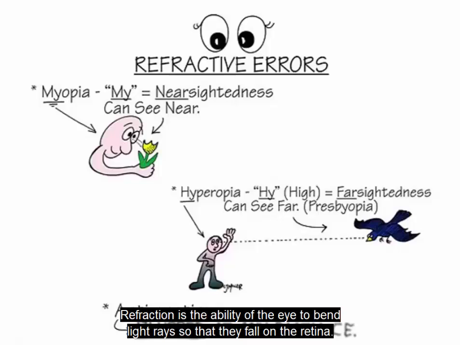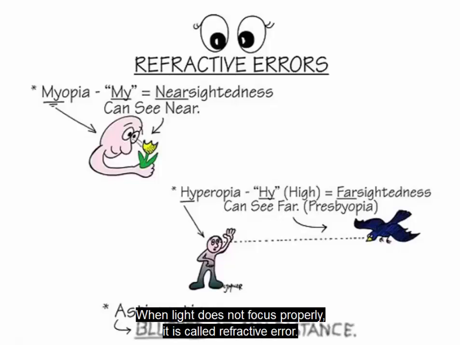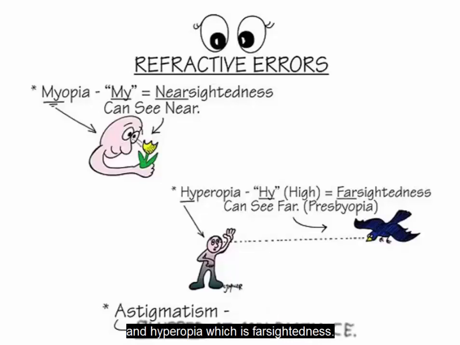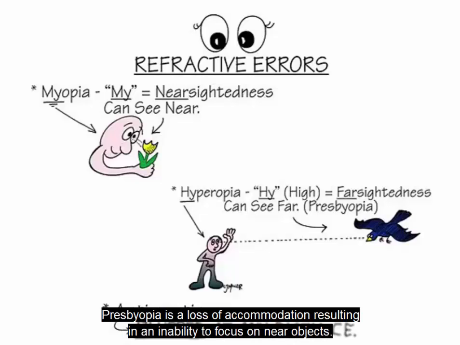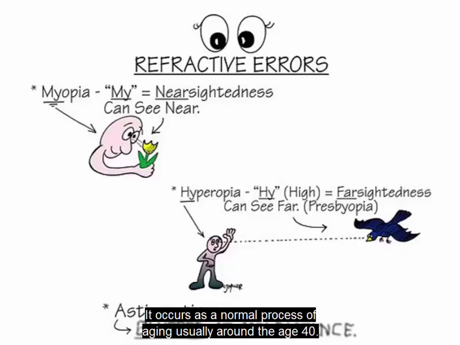Refraction is the ability of the eye to bend light rays so that they fall on the retina. When light does not focus properly, it is called refractive error. Types of refractive errors are myopia, which is nearsightedness, and hyperopia, which is farsightedness. Astigmatism is caused by corneal unevenness resulting in visual distortion. Presbyopia is a loss of accommodation resulting in an inability to focus on near objects. It occurs as a normal process of aging, usually around age 40.